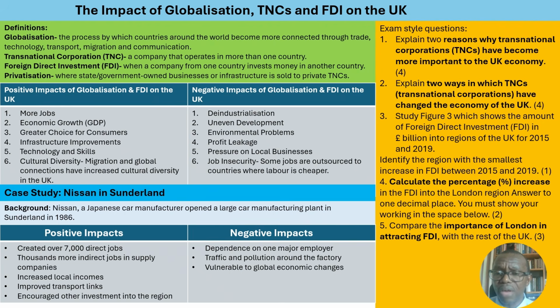And then study figure 3, which shows the amount of foreign direct investment in billions of pounds into regions of the UK for 2015 and 2019. Identify the region with the smallest increase in FDI between 2015 and 2019. Now, this was a 1-mark question, but obviously it's talking about FDI, so I put it here just for you to see what kind of questions could be asked. And then calculate the percentage increase in FDI into the London region. Answer to 1 decimal place.